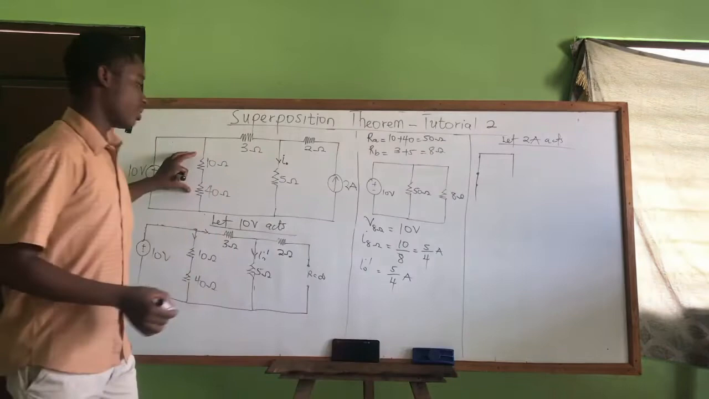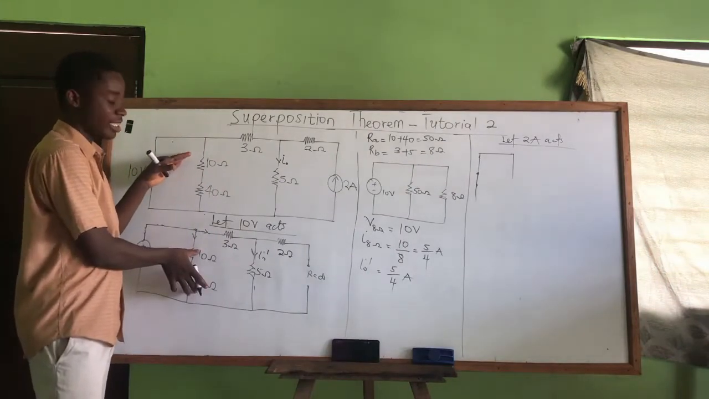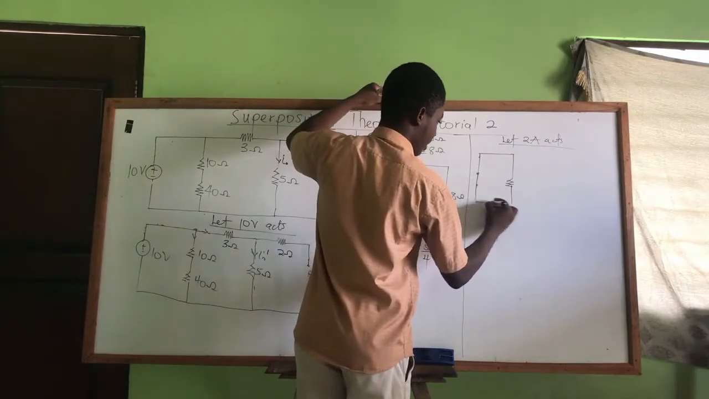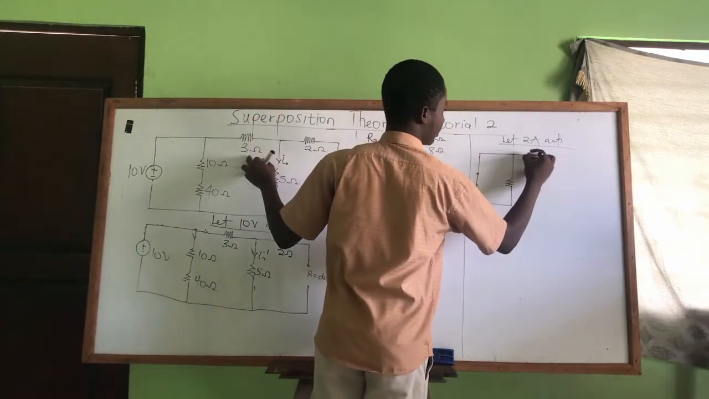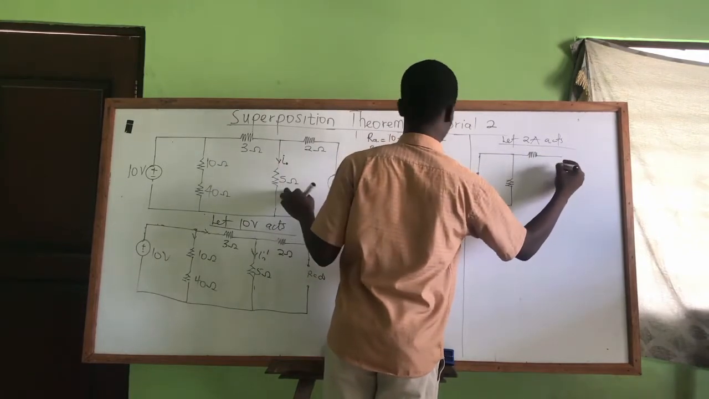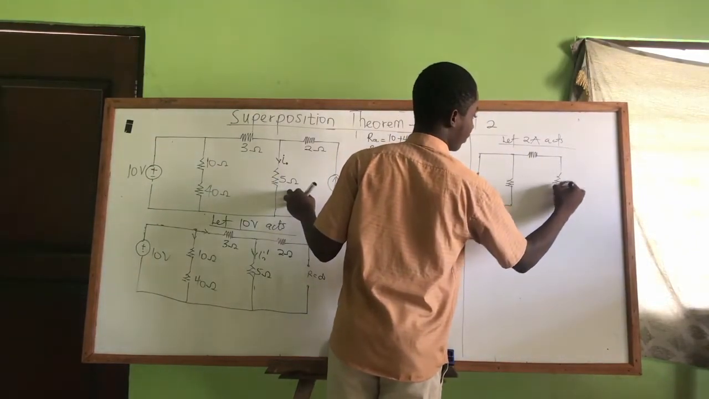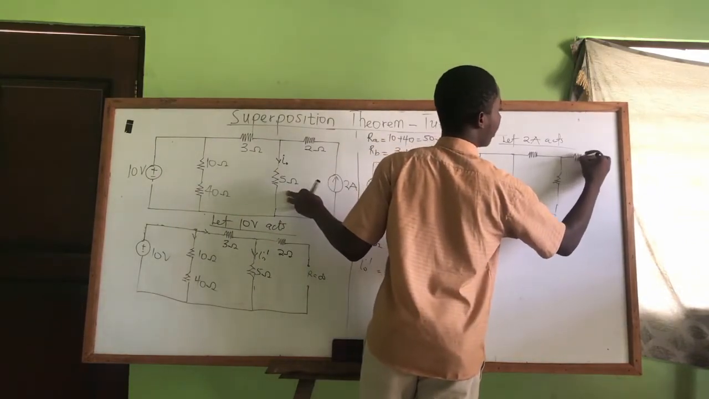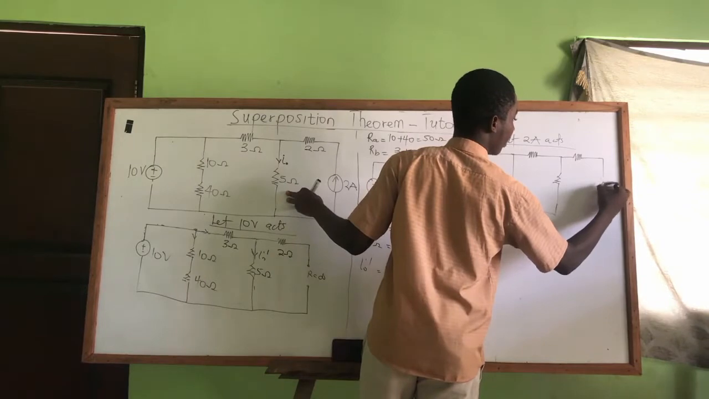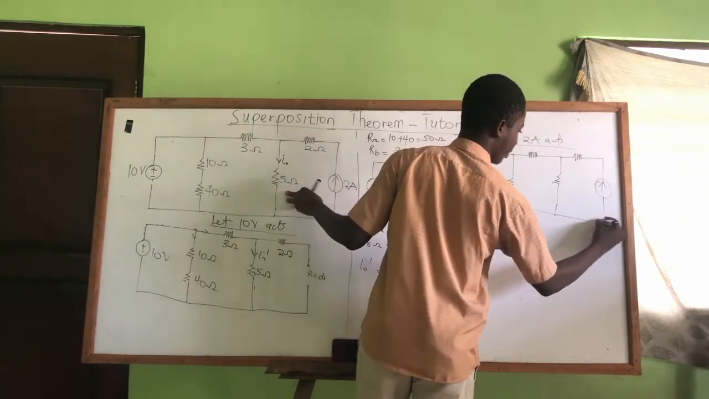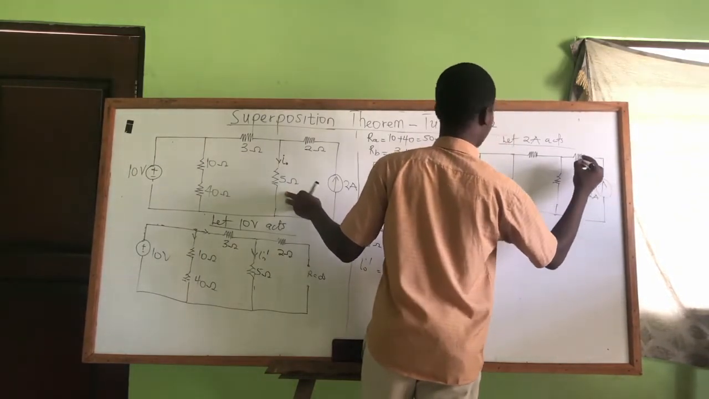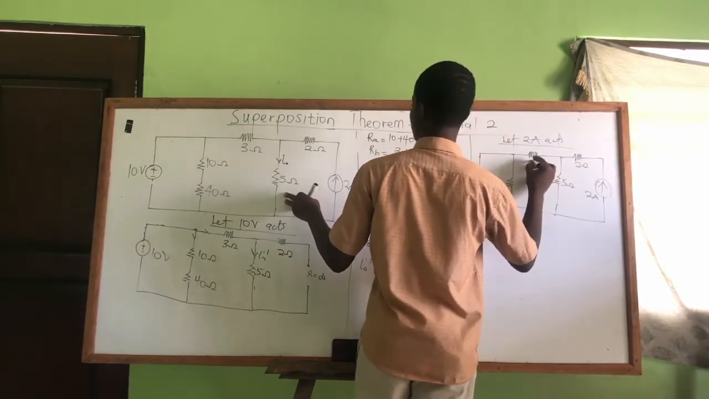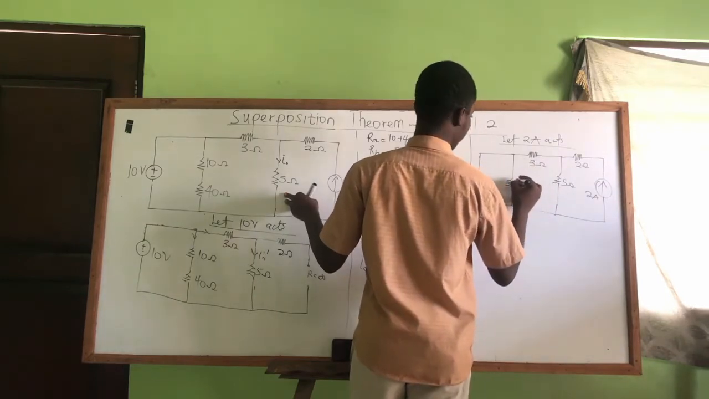Let me represent this portion. We've already done it. This portion by what? Its equivalent, which is 50. So I have the 50 here, this 3 here, this 5 here, and this here. And I have what? My current. So 2 amperes, 2 ohms, 5 ohms, 3 ohms, and what?